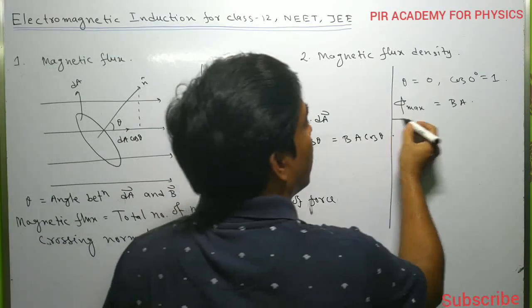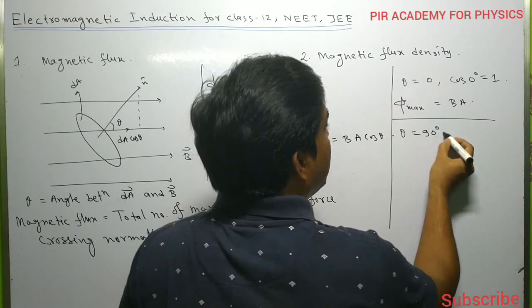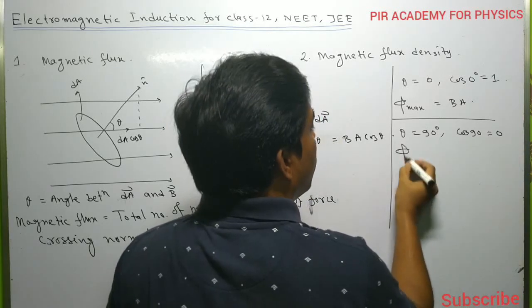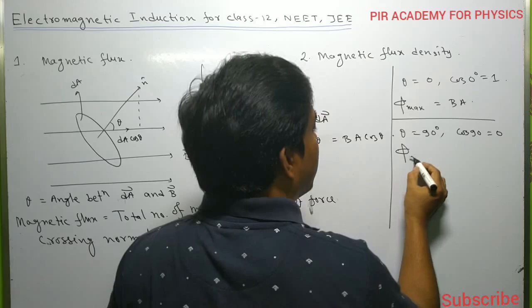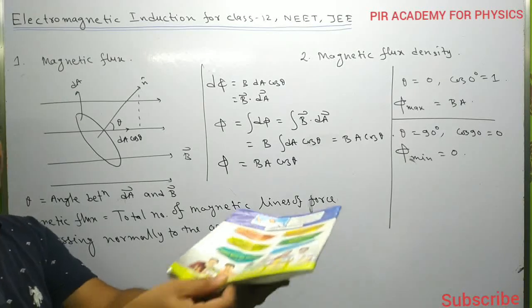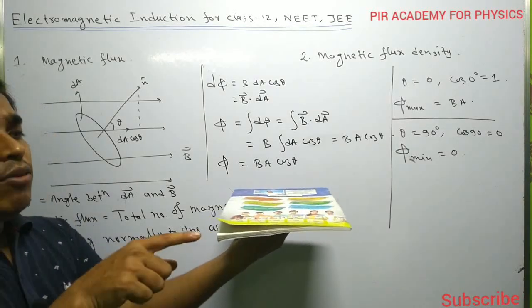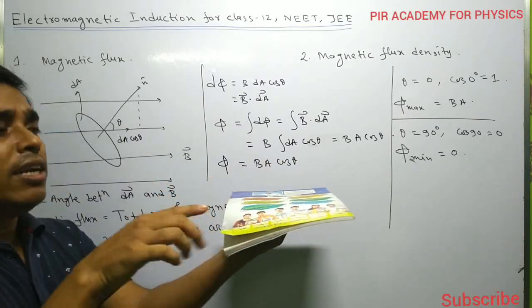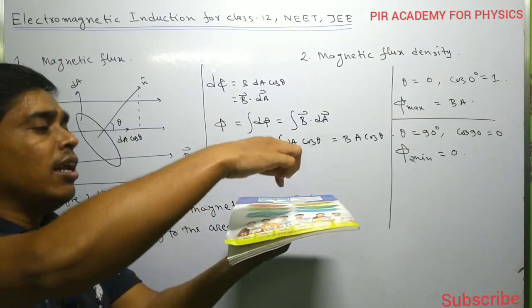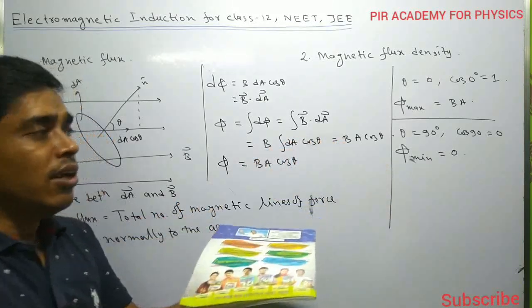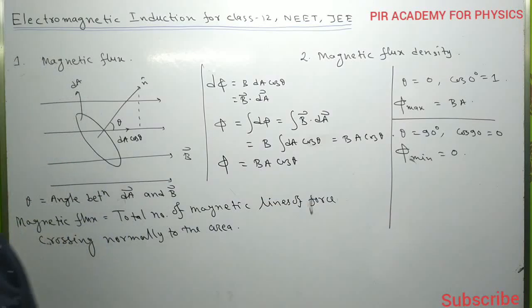And if theta equals 90 degrees, then cos 90 degrees will be 0. That means the magnetic flux minimum value will be 0. So if I place this area in this way, then no magnetic flux crosses this area. That is, the angle between the area vector and the magnetic field lines will be 90 degrees. That's why the minimum magnetic flux will be 0.